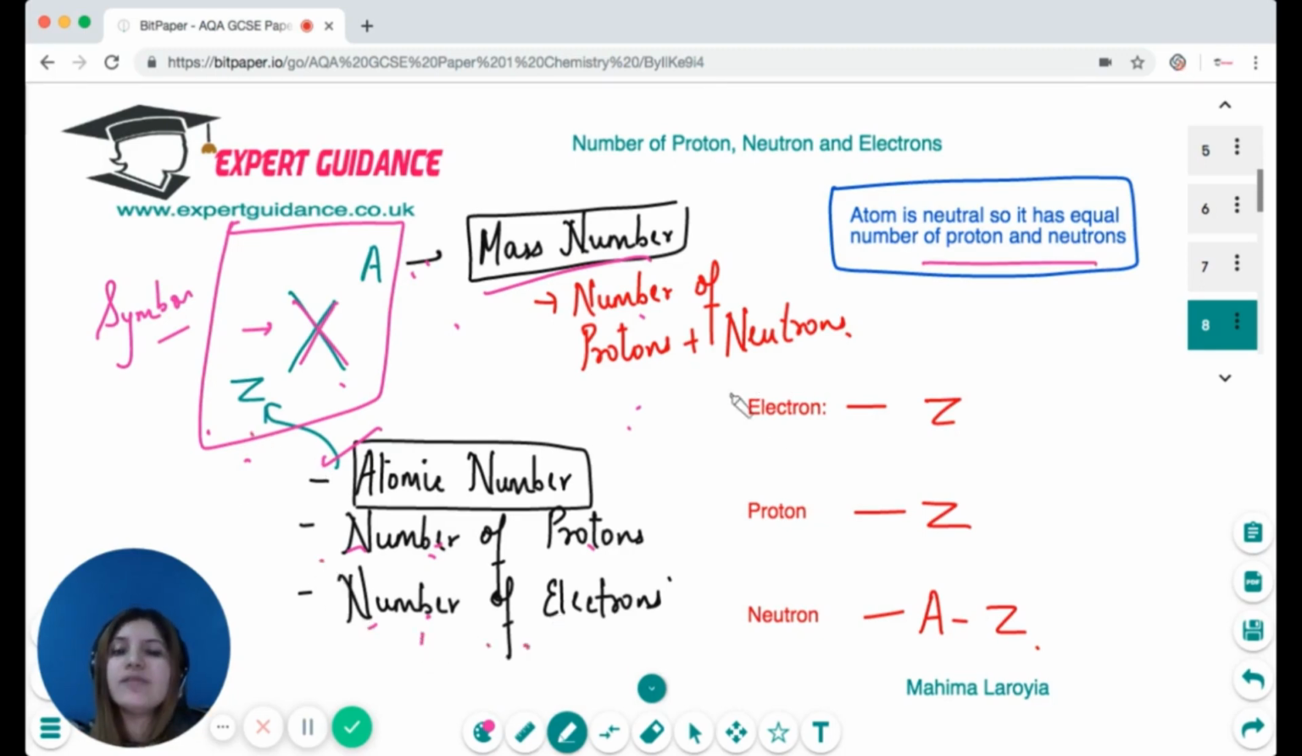So if you need to work out the electron number, you will write the bottom number. If it is an atom, remember, it has to be an atom, then only you can say it has an equal number of electrons and protons. We'll see later, there's a second category called ions, which have an unequal number of electrons and protons. The proton number is again the bottom number, and the neutron number is the top number take away the bottom number. So that is A minus Z.